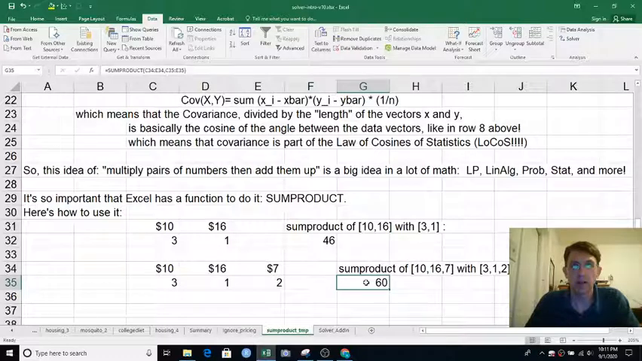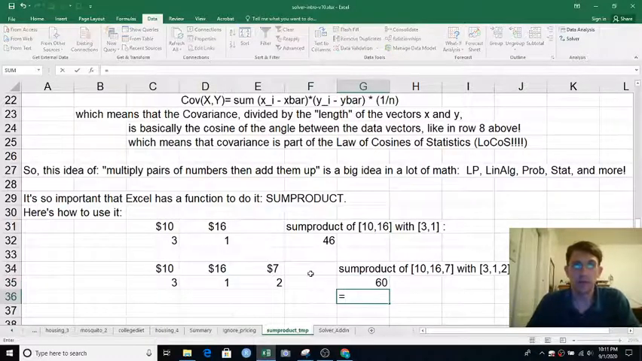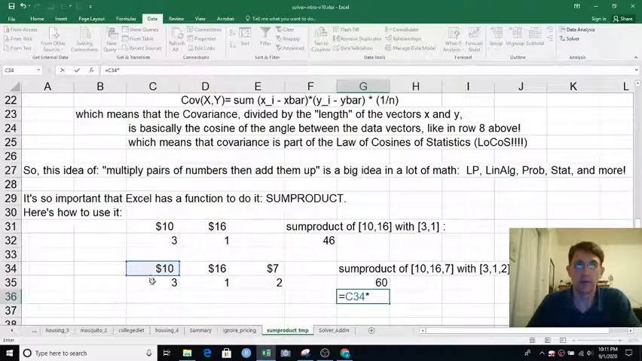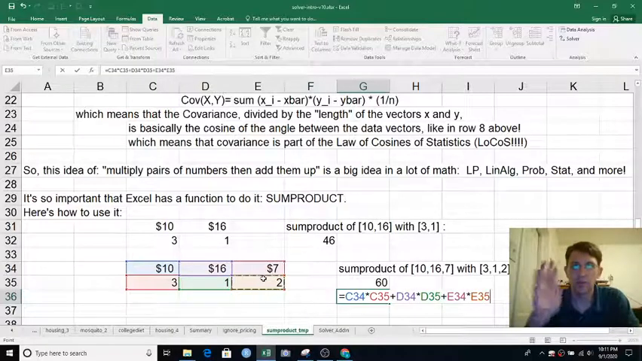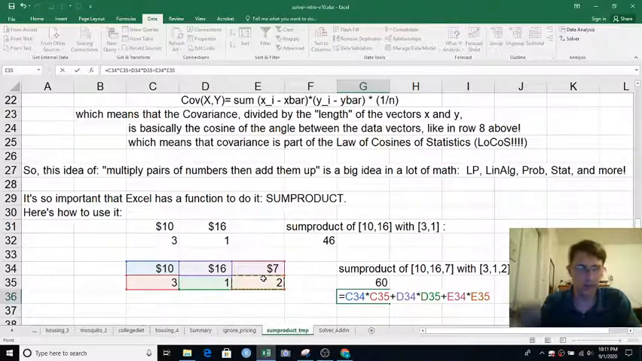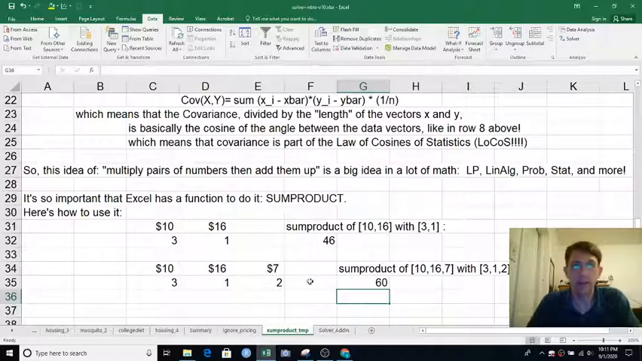So I could, if I really wanted to, do this times that plus this times that plus this times that. But that's a lot of pointing and clicking, and you can see how you might accidentally make a mistake there. If I had 100 things in each vector, that would take a long time. So SUMPRODUCT is definitely the way to go on that. Like, you might have thought that I was your new best friend, but no, SUMPRODUCT is your new best friend.